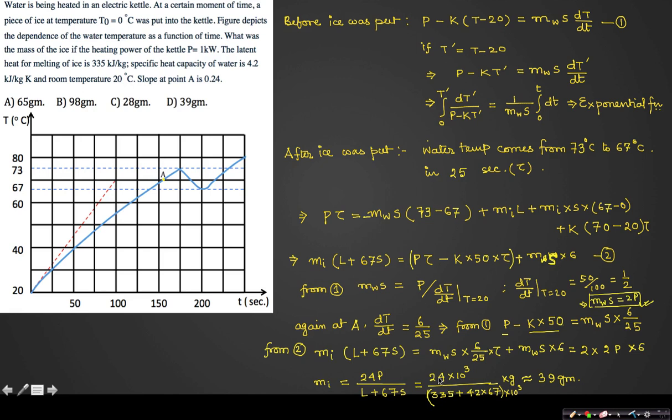So 600 and this is 24, right? So if I cancel with 6, it is 4 by 100, which means 4 by 100 kg. So 40 gram, it's near about 40 gram. So the closest answer option is 39 gram. So option D is your correct choice for the question.